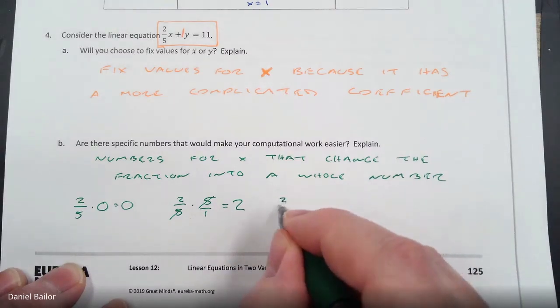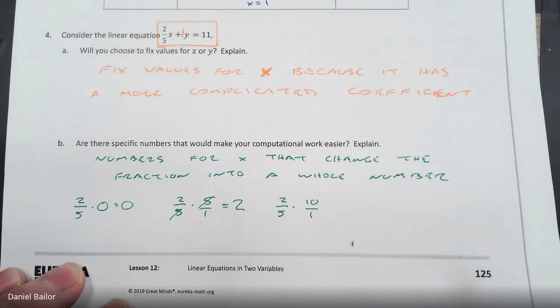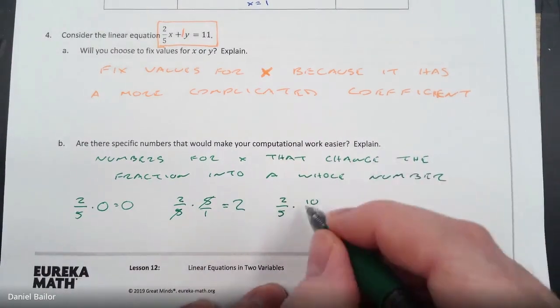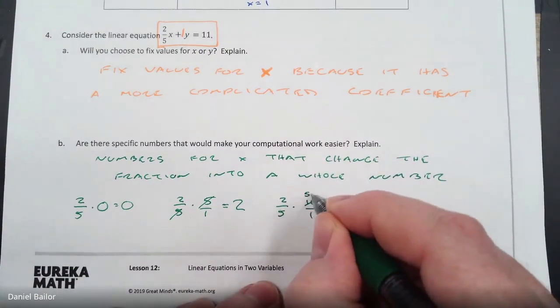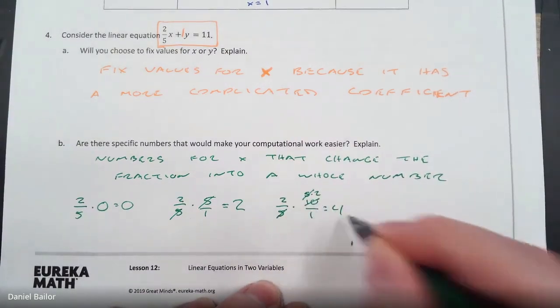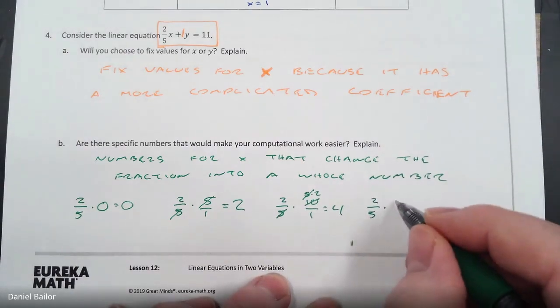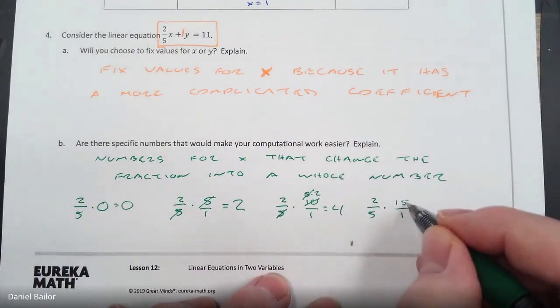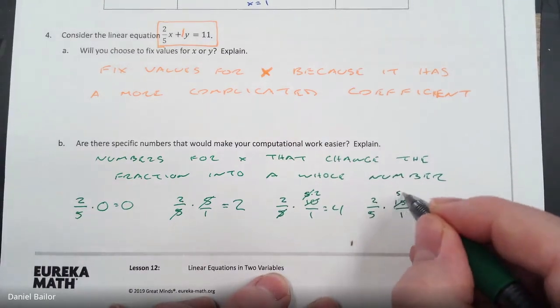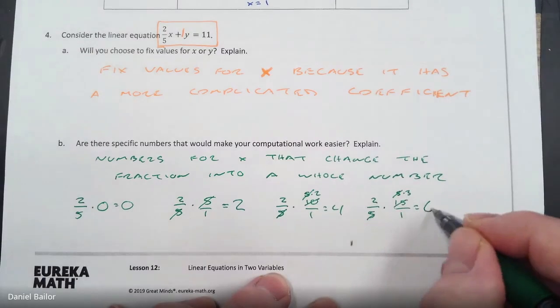And then if I do 2/5 times 10, why is 10 easy? Because 10 is 5 times 2. The 5s cancel, and 2 times 2 is 4. The next one I want to pick, 2/5 times 15. Because 15 is 5 times 3. The 5s cancel. I get 2 times 3, which is 6.